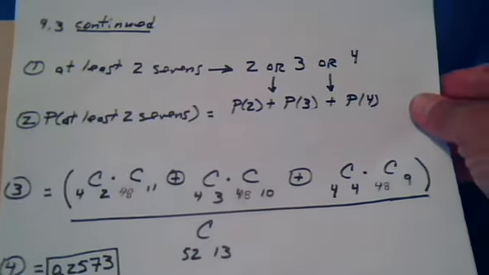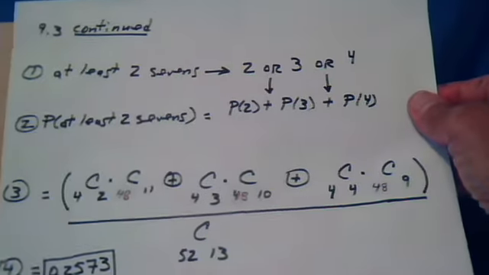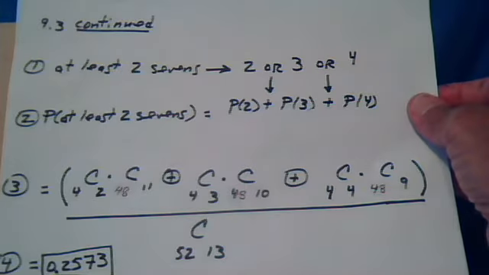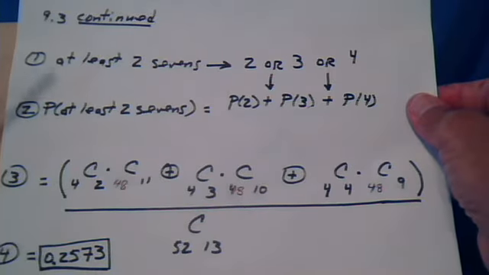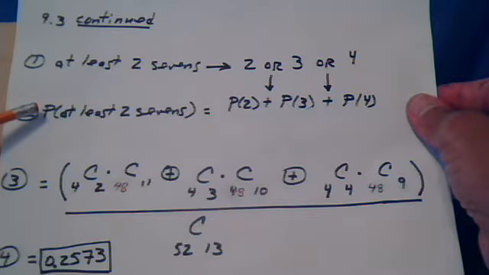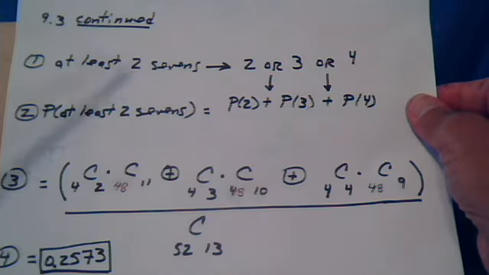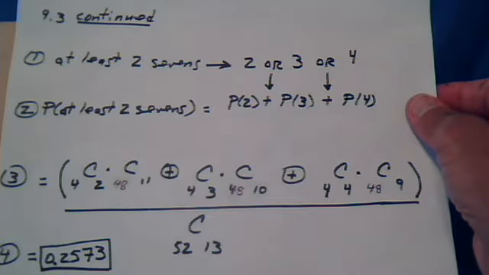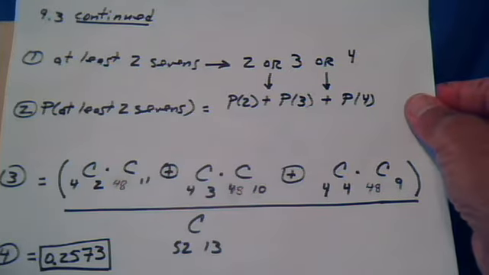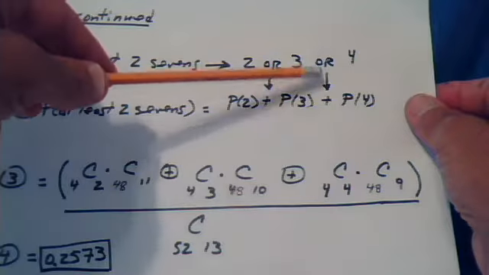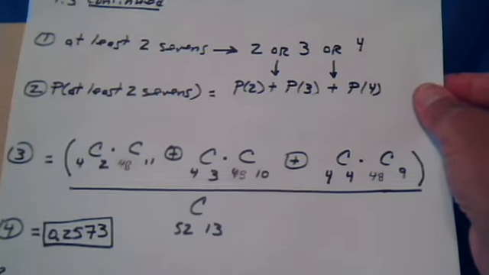The phrase, at least 2 sevens, translates into 2 or 3 or 4 sevens. Now tag on the probability part. Probability of at least 2 sevens means the probability of 2 sevens plus the probability of 3 sevens plus the probability of 4 sevens. Notice how the word or translates into plus.